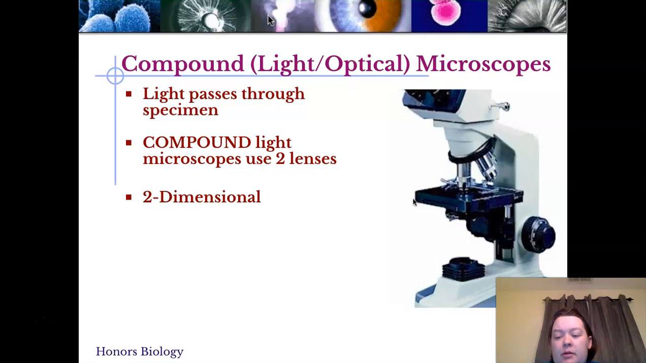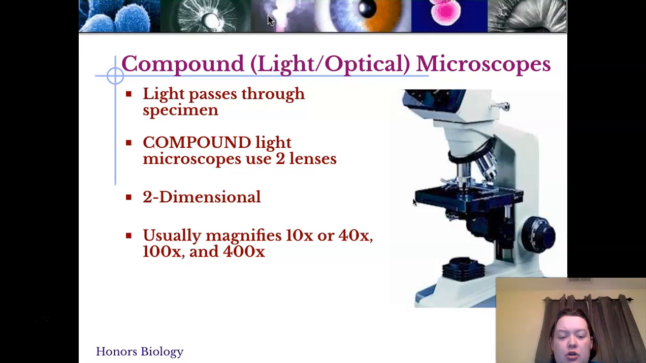The microscope is going to make a two-dimensional image, not a three-dimensional image, and their magnification varies from 10 times power to 400 times magnification. So making something look from 10 times larger all the way up to 400 times larger. So that's a typical range of magnification on a compound or a light microscope. And again, these are the main ones that you're going to see used in the biology classroom. And therefore, they are typically used to view live cells or, in general, cells.